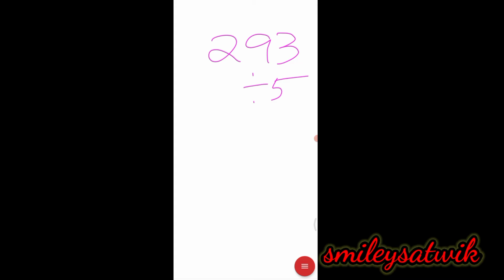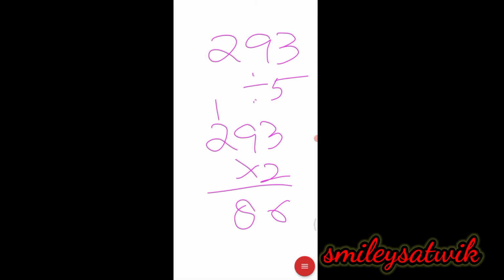So first of all, when I want to divide this number by 5, you should multiply that number by 2. So 293 multiplied by 2 gives you 586. So when your answer comes, from the last digit you should take one digit back and put a dot, nothing but a point. So your answer is 58.6.